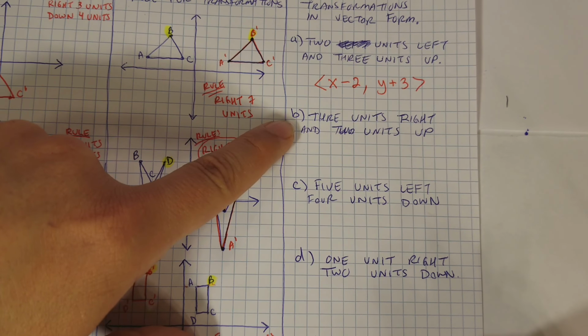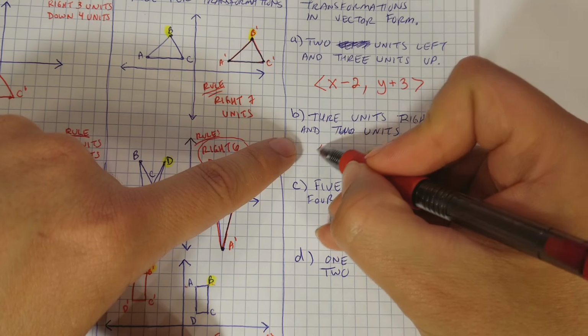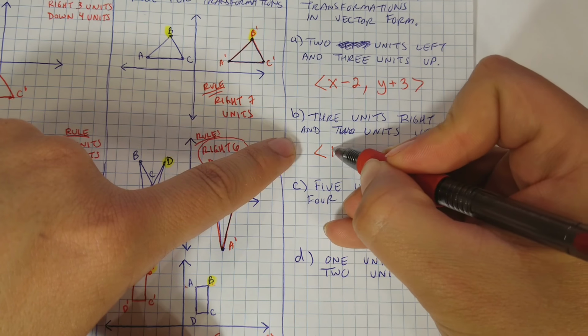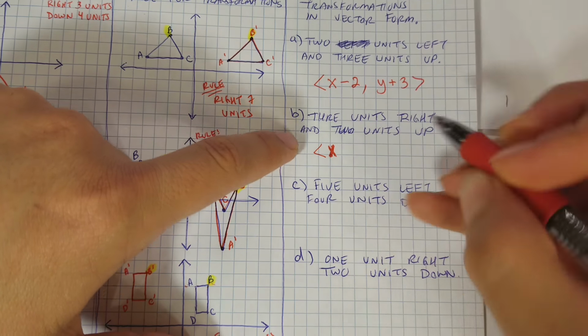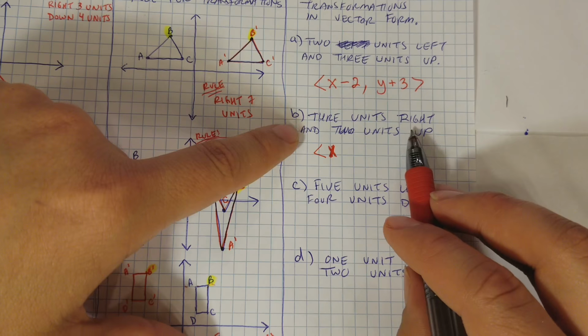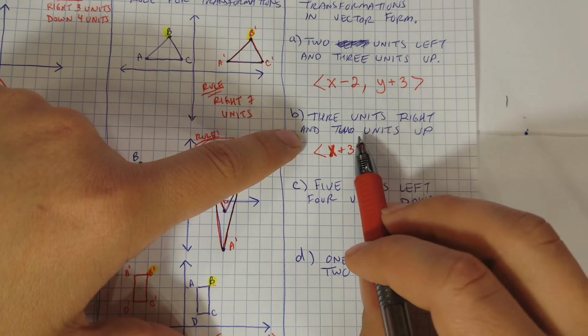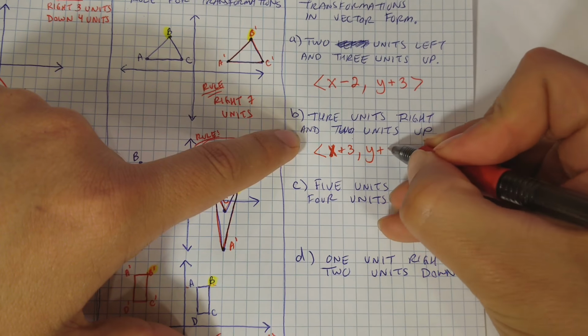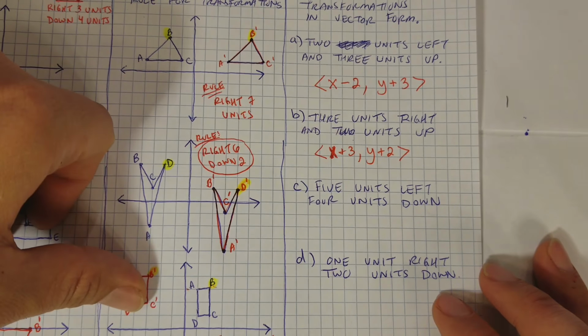Okay, next example, 3 units right and then 2 units up. If I'm going to the right, it's going to be in the x-axis, and it's going to be to the right 3, so x plus 3. And then I have to go 2 units up, so it's going to be y plus 2. So to the right 3, up 2.